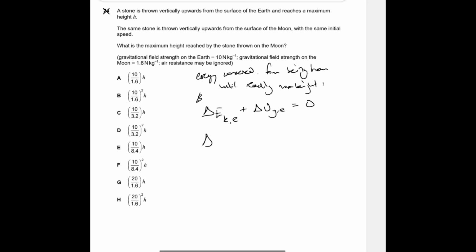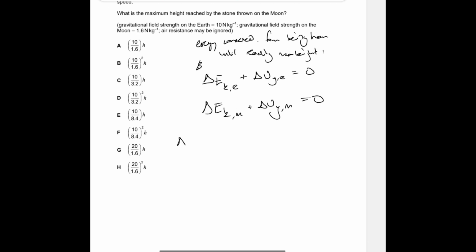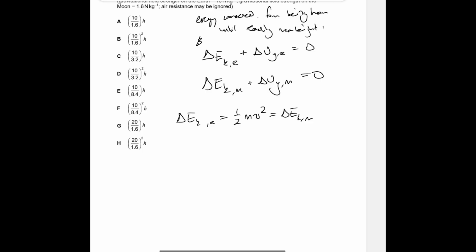And we also can say this for the Moon. Plus the change in the gravitational potential for the Moon. We know because the rock has got the same mass, so delta EK equals half mv squared. And the rock has got the same mass and is thrown with the same initial velocity on the Earth as the Moon. So these two are the same. So what we can tell is therefore that the change in the gravitational potential energy on the Earth must equal that on the Moon.